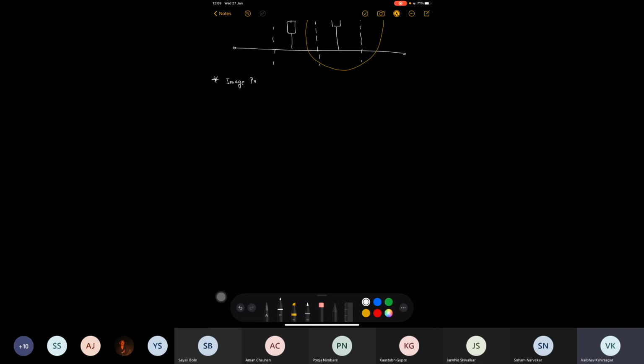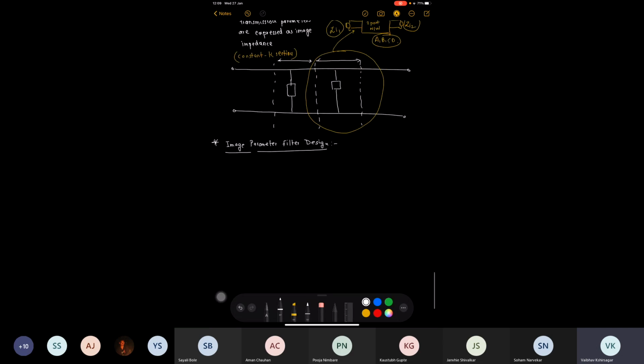So what is this image parameter technique? This is one of the techniques of designing a filter. So I will give the heading as image parameter filter design. So how exactly are we going to design a filter by using this method? Now for that, you just recall the above diagram. A transmission line, we have loaded that transmission line with reactive elements periodically. And a piece of that transmission line, we are considering it as a two-port network.